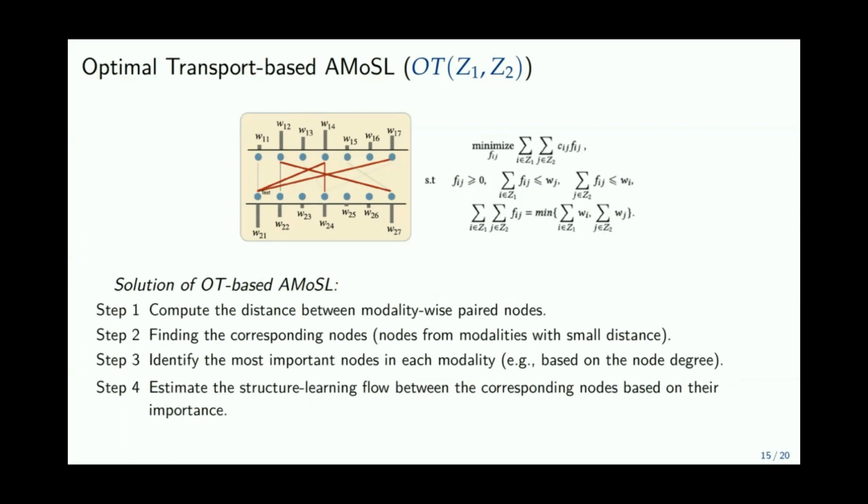The first step is to compute the distance between the modality-wise paired nodes. The second step is finding the corresponding nodes. This is done by computing the distances and finding the small distances between the nodes. The third step lies in identifying the important nodes in each modality. This importance can be defined based on the node degree. And the last step is to construct the structural learning flow between the corresponding nodes based on their importance. Here, we only want the important nodes to have structural learning flow between their corresponding nodes.